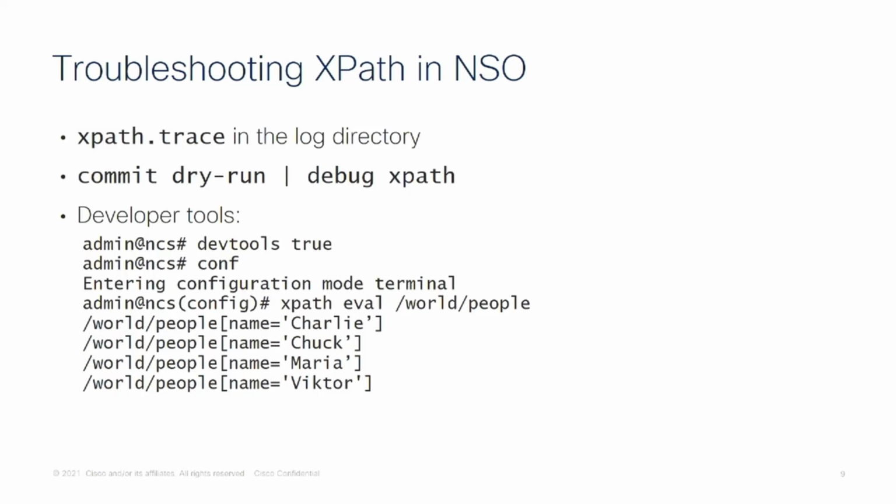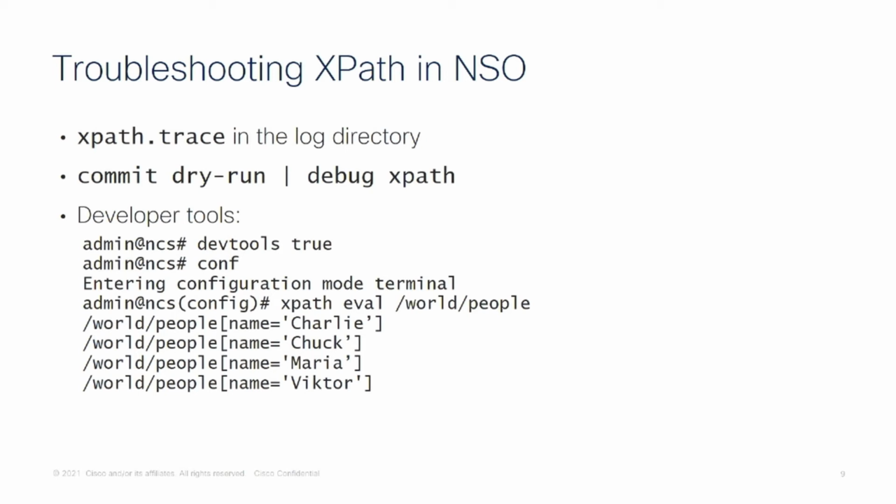So if you start using this in NSO, the first question is, of course, how do I troubleshoot it? How do I get a deeper understanding of what XPath really does? You have a file called xpath.trace in the log directory. You might have to enable that file. That logs all of the XPaths executed in the service evaluation. So every time you use an XPath in a template, for instance, that turns up in the XPath trace.